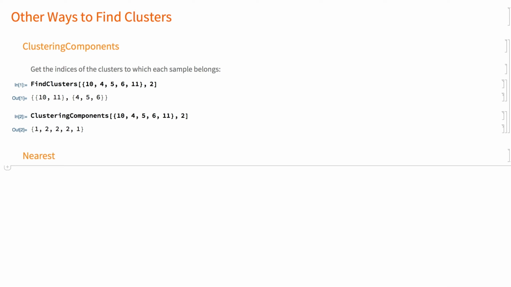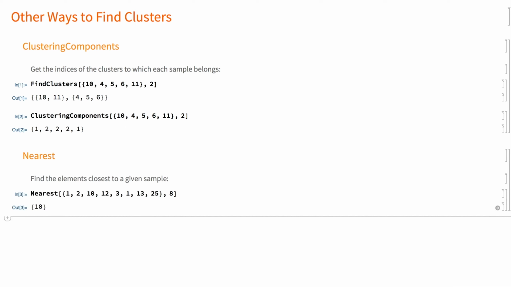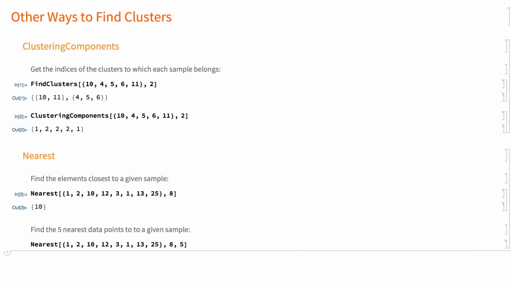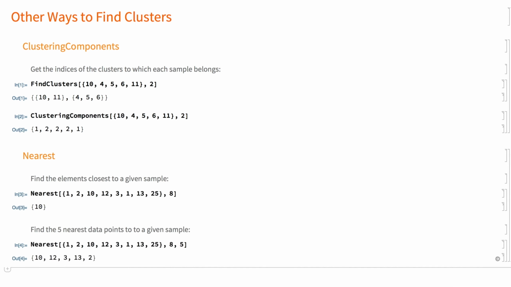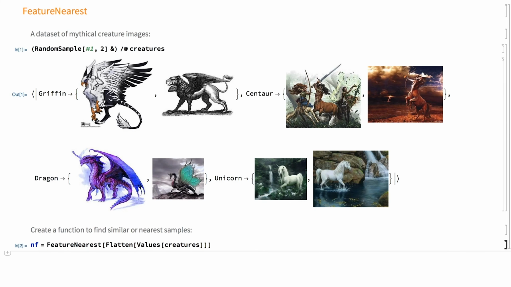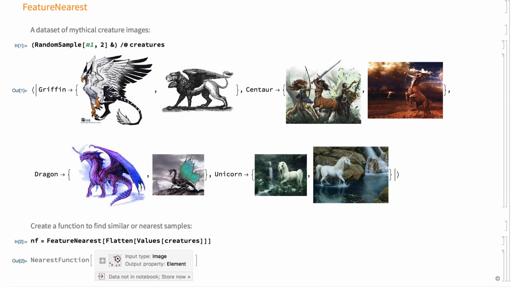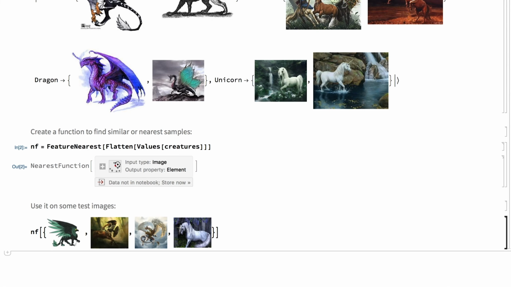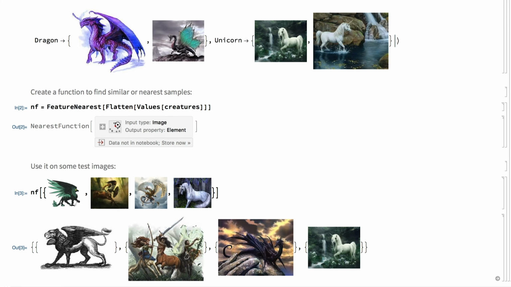The nearest function uses the notion of the distance function internally to find elements closest to a given sample. While working with samples in feature space, feature nearest can be used to create a nearest function that can be used to find a sample from the training data that is the closest match to a new test sample.